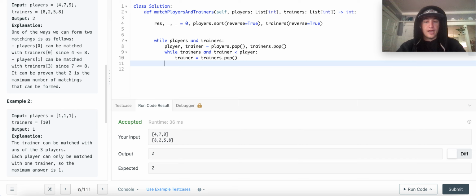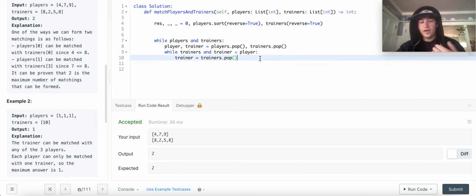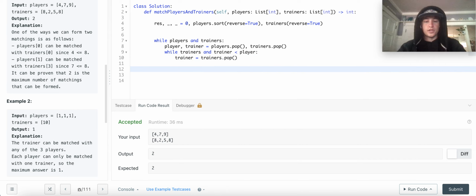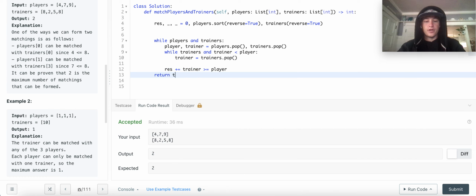Right? Now, if we get to the end, then either we ran out of trainers or we found a trainer that can accommodate us, and it's the best trainer to accommodate us because it's the minimum trainer remaining, right? Because the trainers are sorted. We'll say res plus equal trainer's value, because we always have at least one trainer, right, is greater than or equal to player. And then we return res.